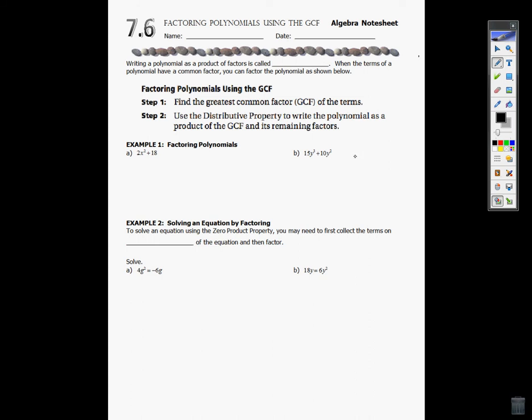Hi, hello everybody. Today we're looking at 7.6, factoring polynomials using the greatest common factor, or the GCF. So the first thing that we're going to go into is what is greatest common factor, what is GCF, and writing a polynomial as a product of factors is what we're calling this thing called factoring.